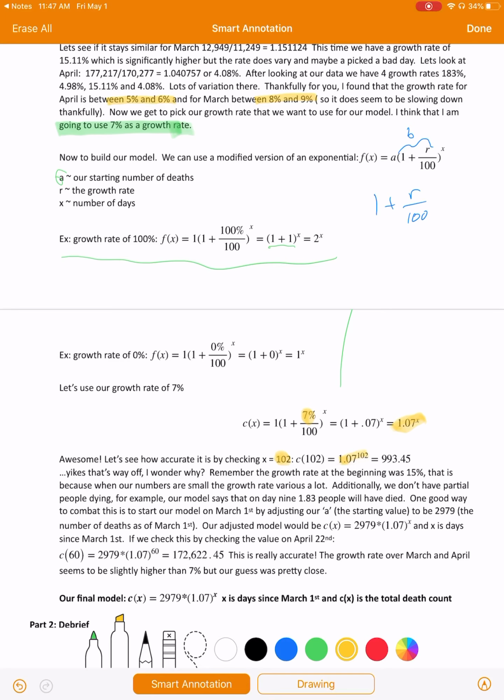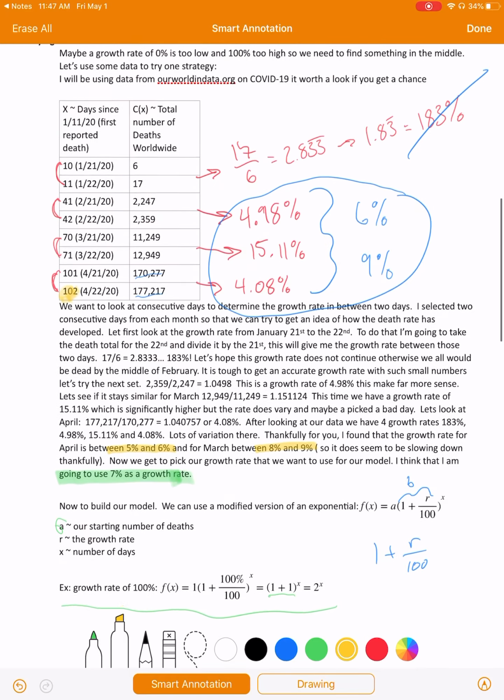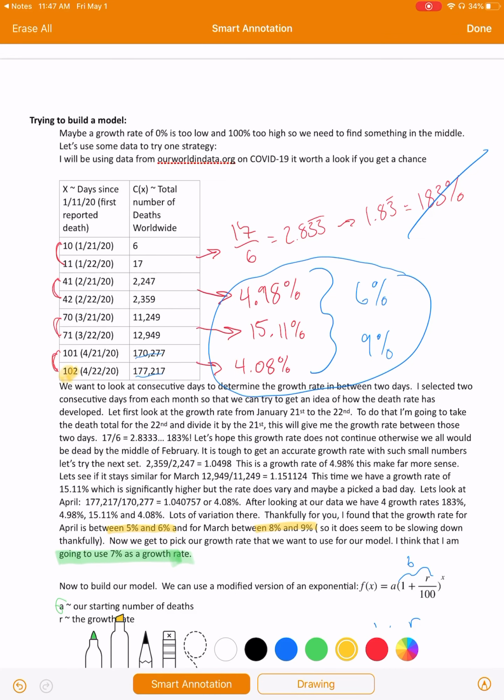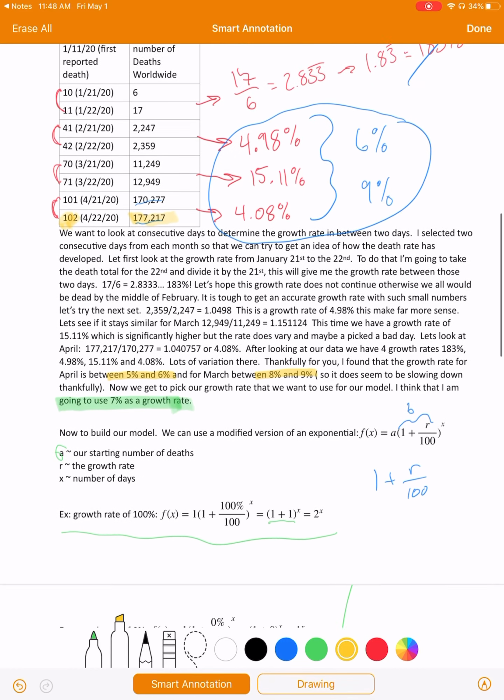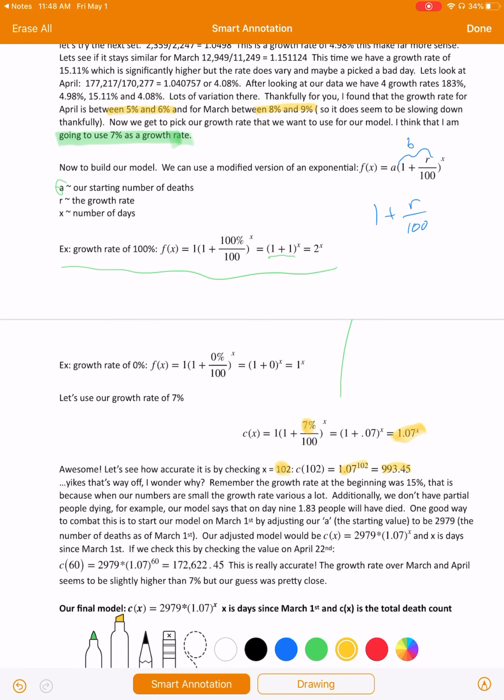1.07 raised to the 102nd power is 903.45, but we can't have partial people, so 903 deaths, okay? If we go back, way off. We know for sure that the data tells us that there was 177 deaths by April 22nd, right? So clearly there's something wrong with our model, okay?